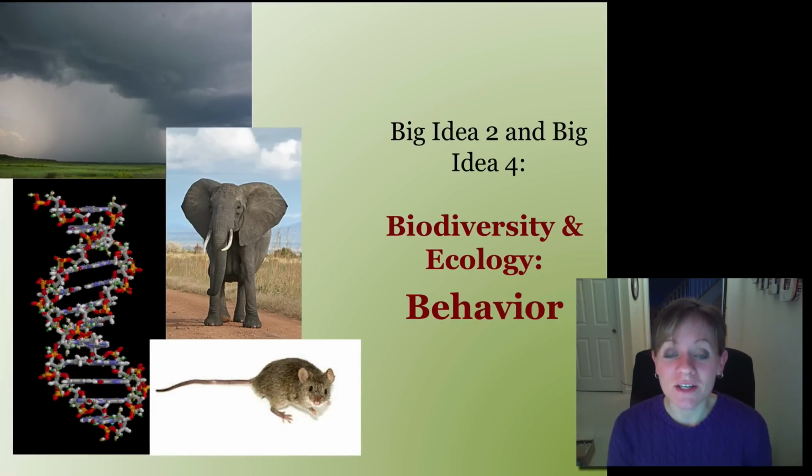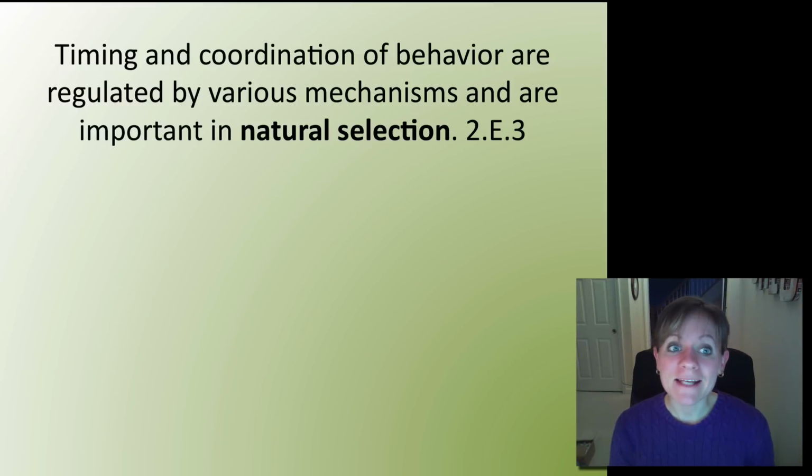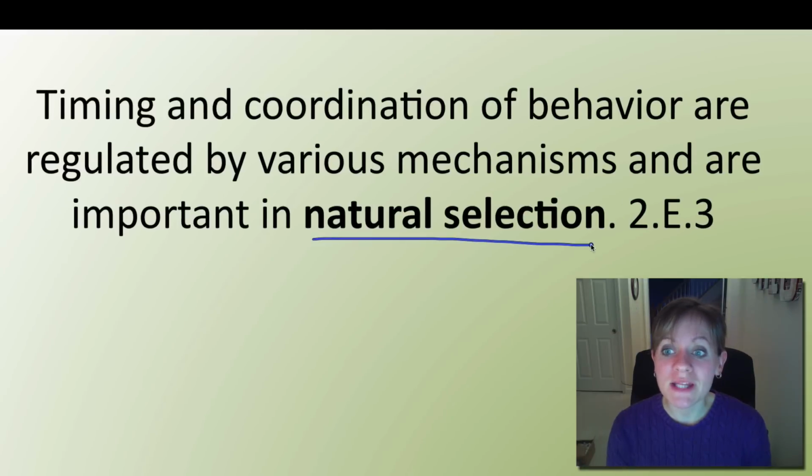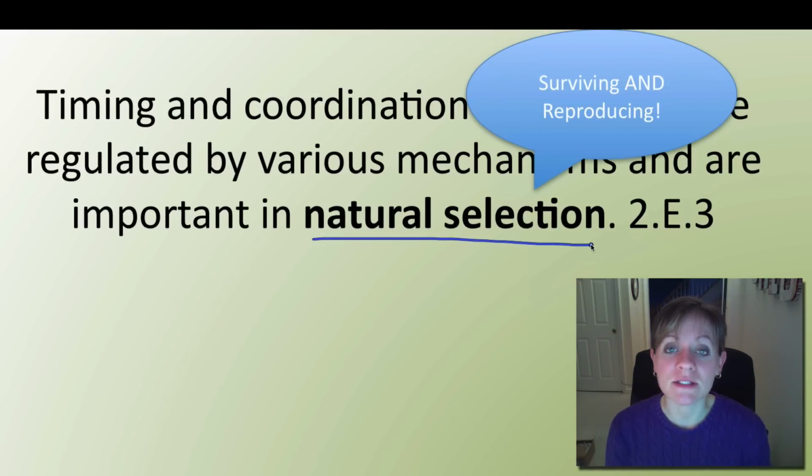We just looked at interactions with the environment, and now we're really going to look at how all of these organisms and all of these populations interact and communicate with one another. And that is key, the communication. We're going to break this up into two different parts. The first part, we're going to look at some various mechanisms, and we're going to really relate these to natural selection. And remember, natural selection means surviving and reproducing. So all of these behaviors somehow must contribute to their survival and then to their successful reproduction.